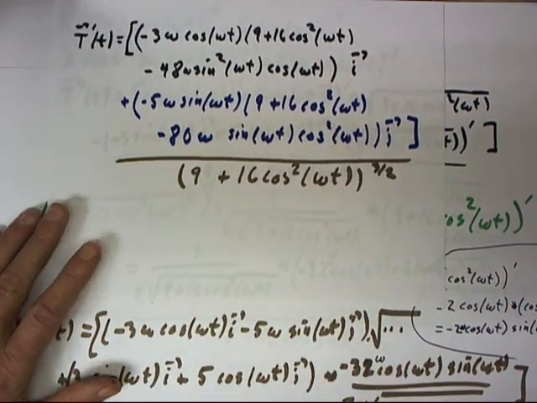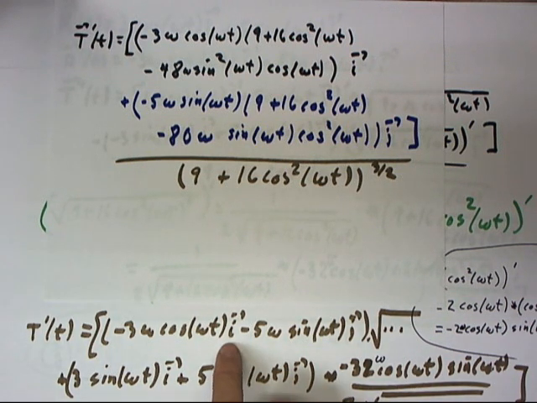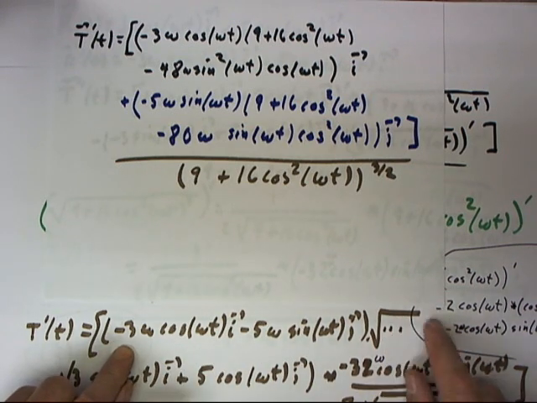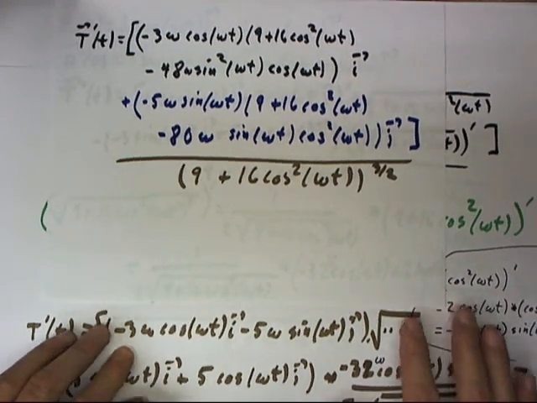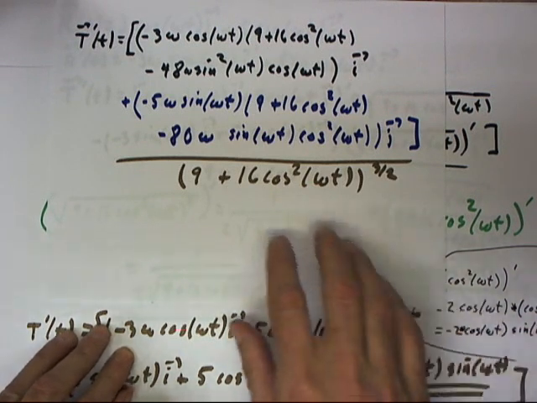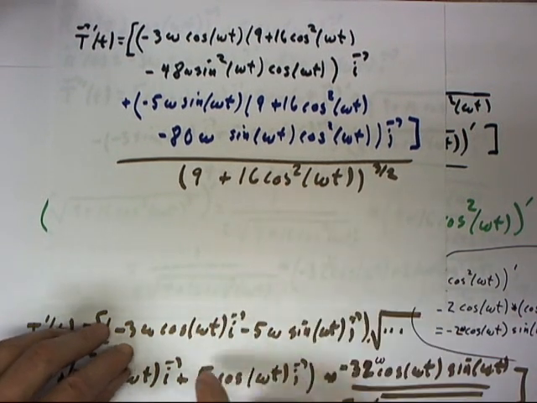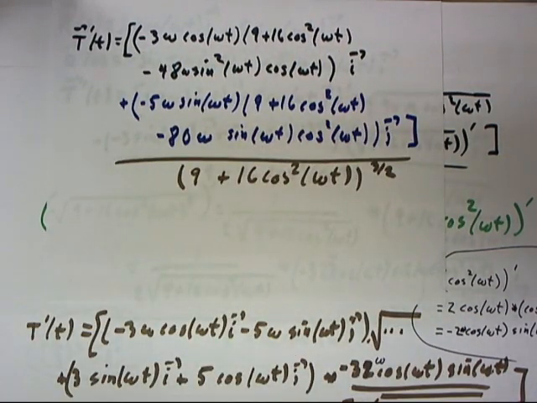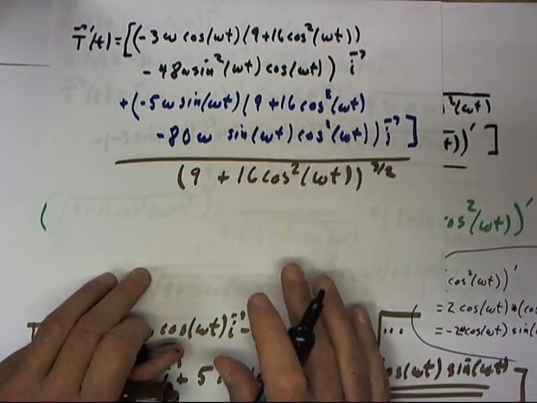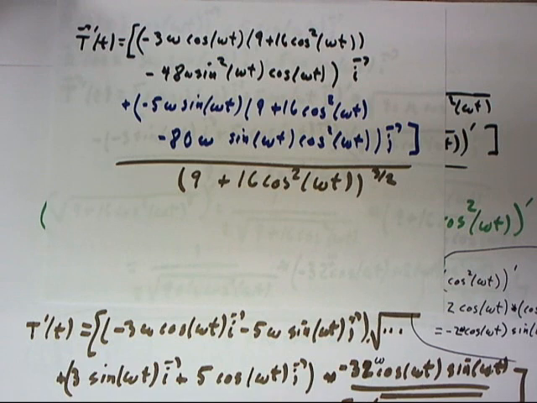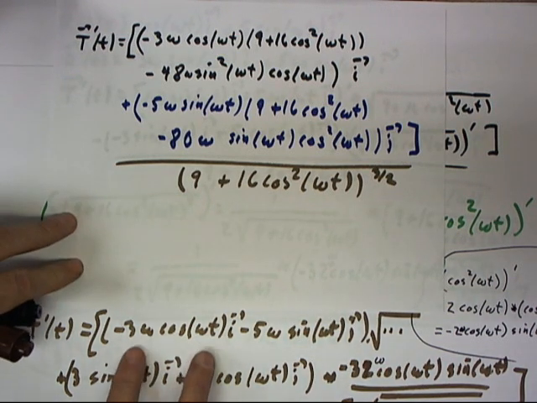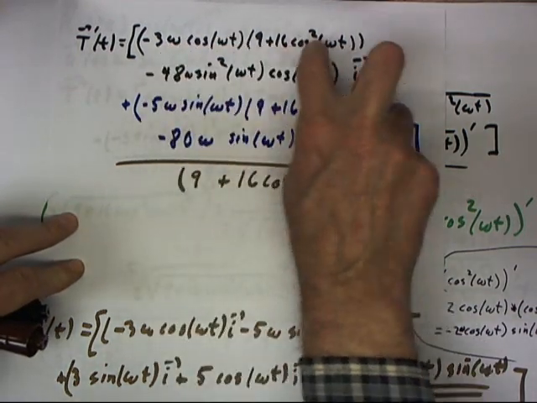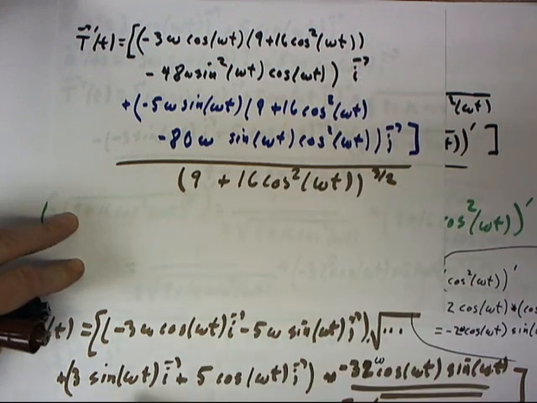Now, looking just at the numerator, what do we have? Well, our i component is going to have a negative 3 omega cosine of omega t multiplied by what was the square root, but now is simply the quantity 9 plus 16 cosine squared of omega t, and that's going to give us this term here. And it looks like I haven't closed my parentheses. So that this multiplied by this becomes this.